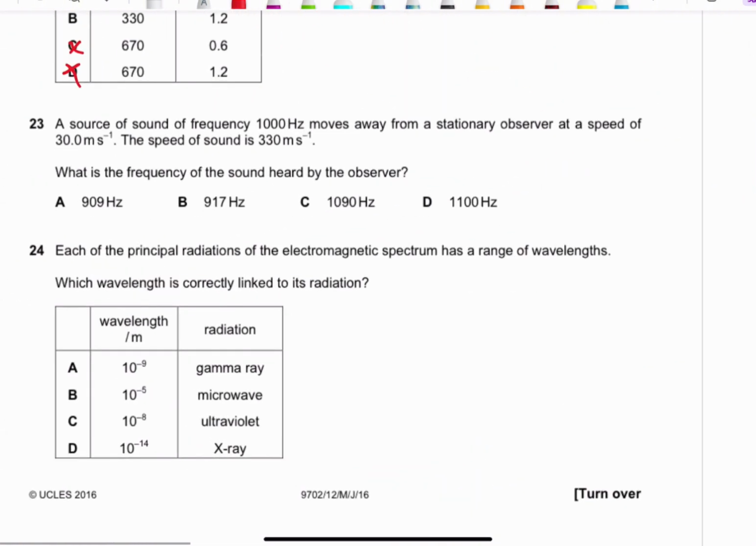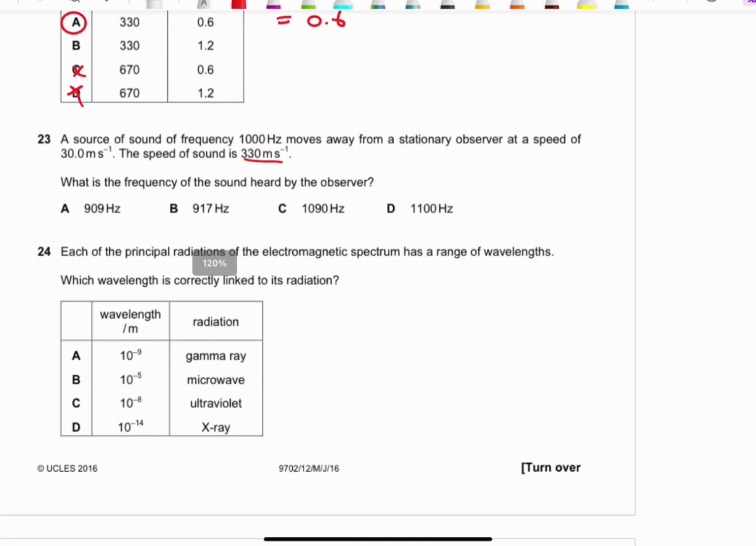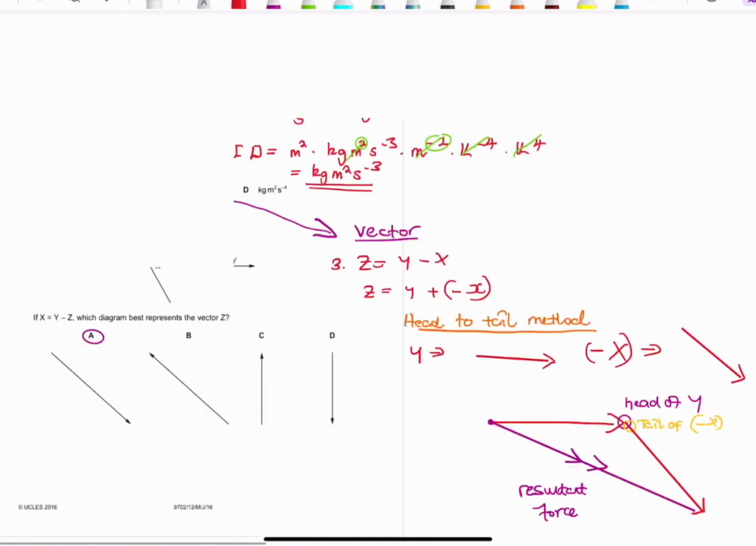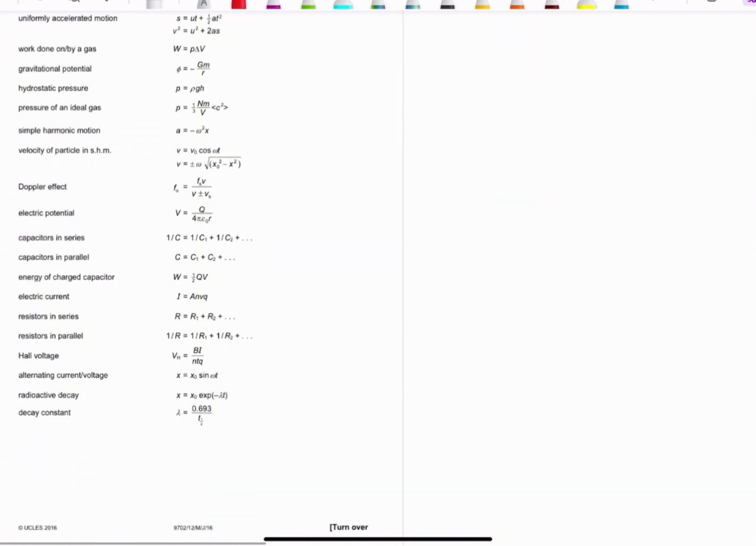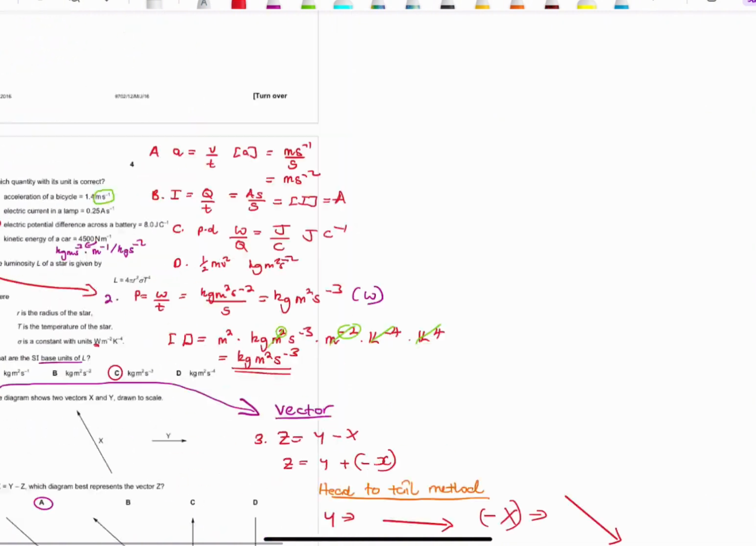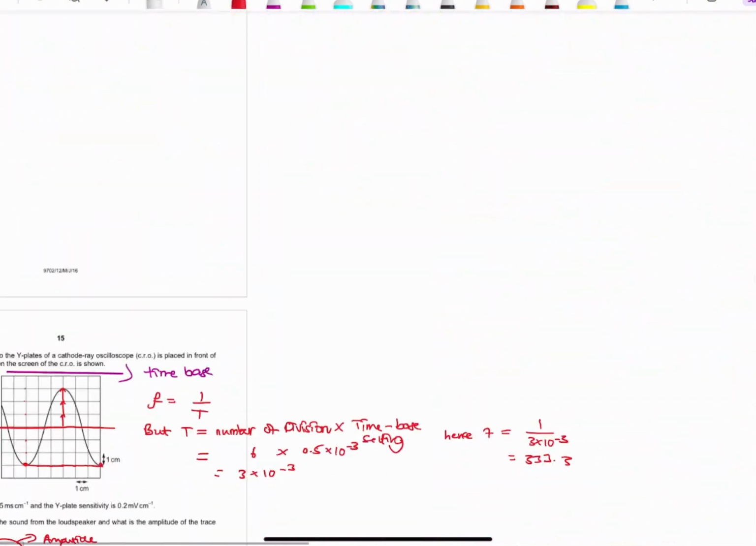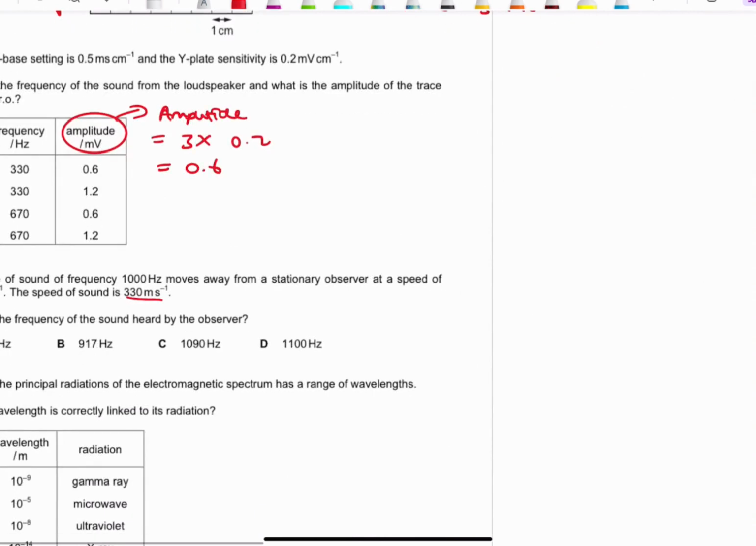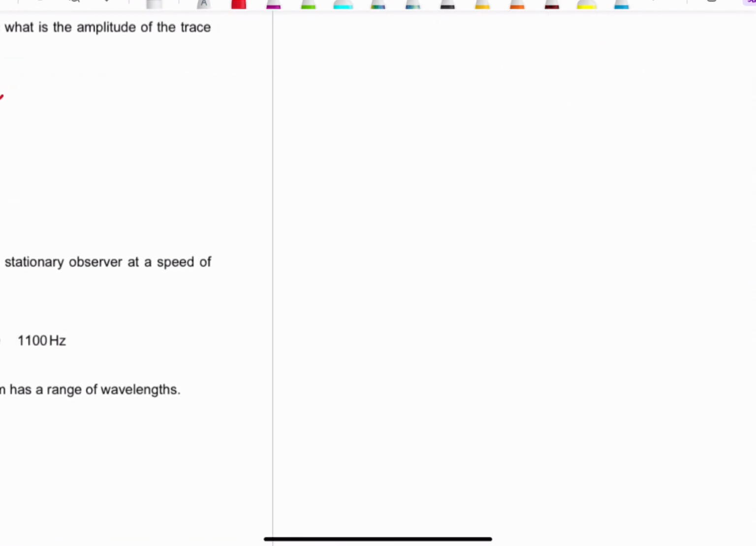Moving to question number 23. A source of sound of frequency 1000 hertz moves away from a stationary observer at a speed of 30 meters per second. The speed of sound we're given is 330. What is the frequency heard by the observer? This is basically Doppler's effect, right? If you don't know the equation, I highly recommend that you go back here. This is the equation for Doppler. If you don't remember the equation, just go back, get that equation, and insert it, and start working it out. With the Doppler equation, it's just a matter of identifying variables, really. That's all Doppler effect is about.